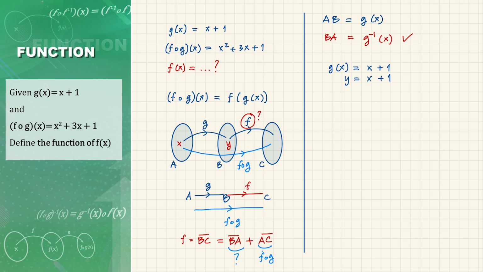The inverse function is the opposite of the function, so we will change it into the form of x equals something. We move 1 to the left side, becomes y minus 1 equals x. This equation is what we refer to as the inverse of g. We change the variable into x, and we get the inverse function of g(x) is x minus 1.